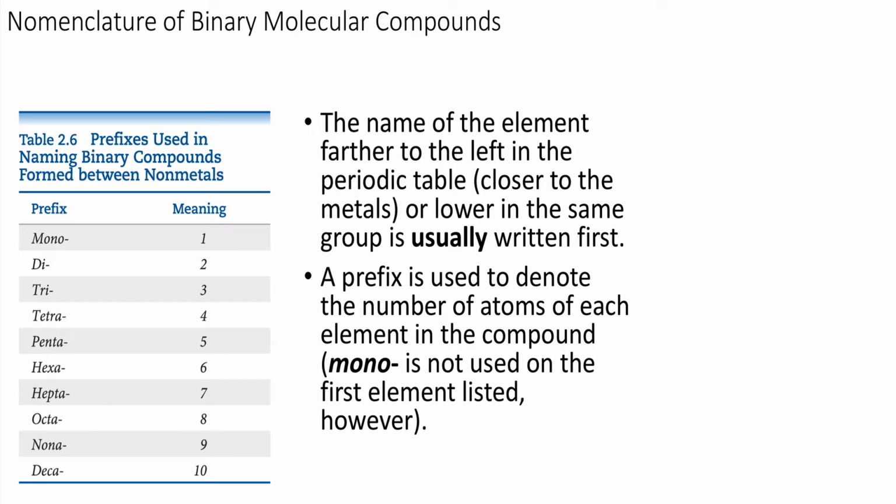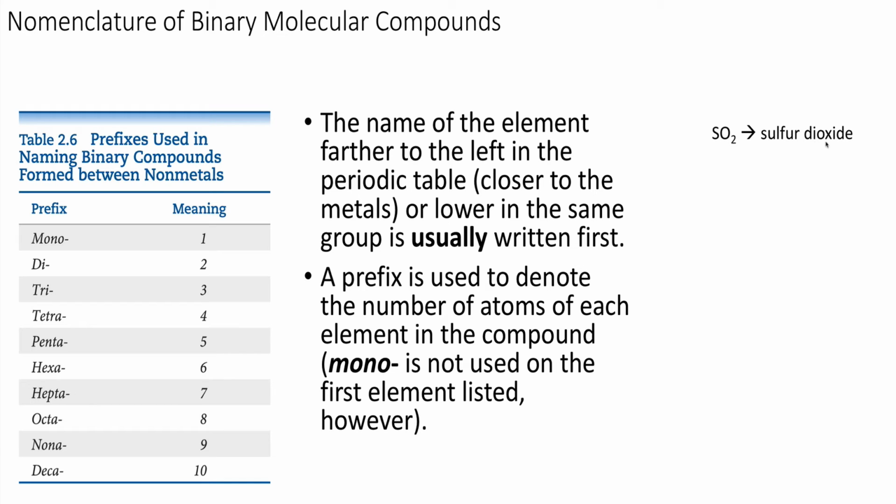Let's now talk briefly about the nomenclature for binary molecular compounds. Binary meaning two compounds, and the simple rules are that the name of the element further to the left in the periodic table or lower in the same group is usually written first, and I'll show you an example where that's not the case. And then second, a prefix is used to denote the number of atoms in each element. And here in table 2.6 are the prefixes that we will use. So let's do some examples.